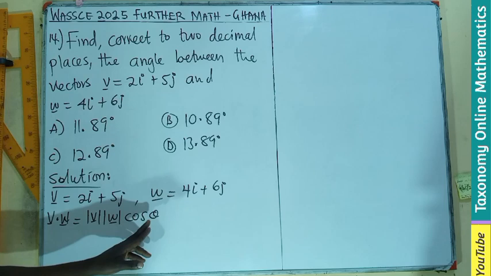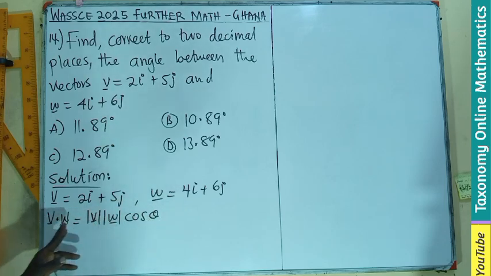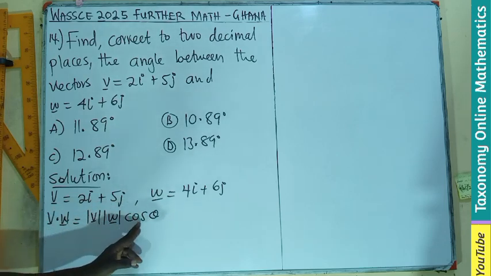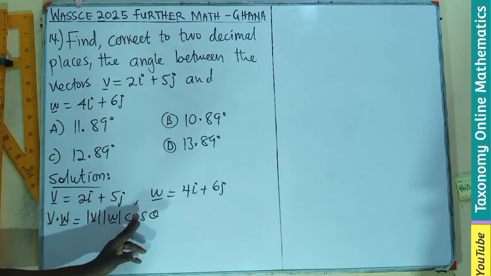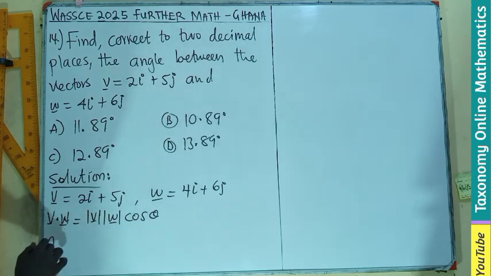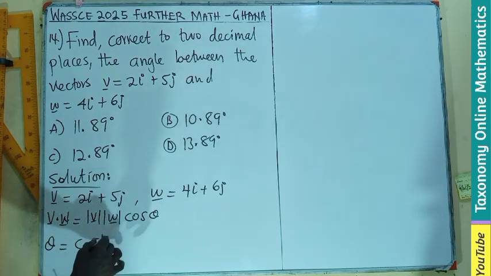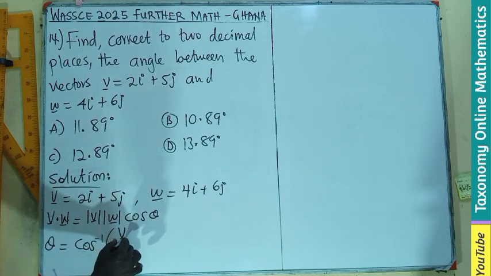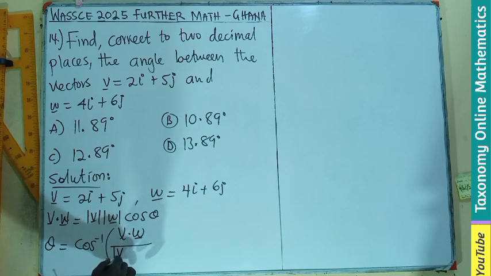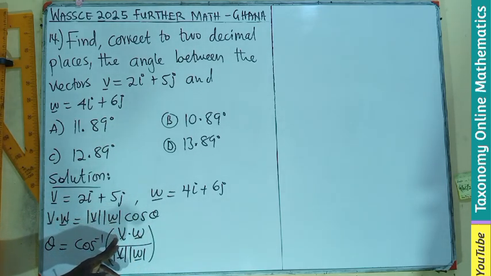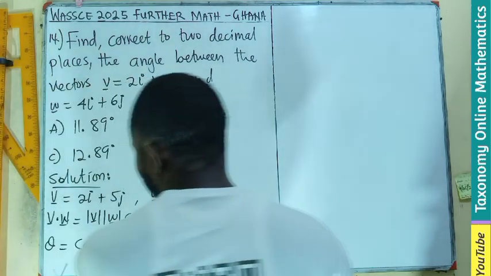This is what we are looking for. So this is the angle we are looking for. This can be found easily. If I'm looking for this, I can divide both sides by this, then find the cos inverse. So the angle I am looking for is just the cos inverse of the dot product divided by the magnitude of the two vectors. So there's a need for me to find the dot product, and the magnitude of the two vectors as well.